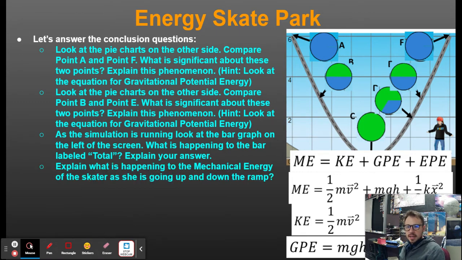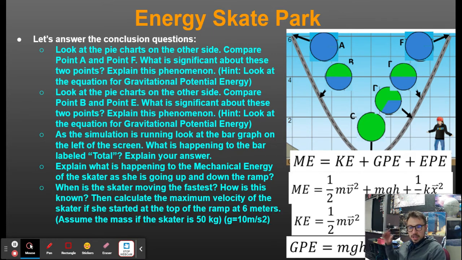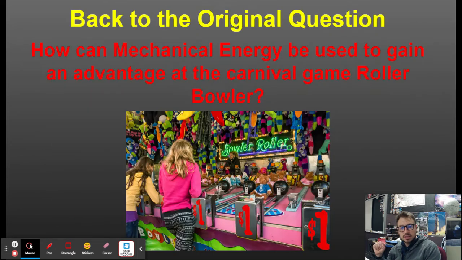So what's happening to the mechanical energy of the skater as she's going up and down the ramp? As she's going down, that gravitational potential energy is being converted into kinetic energy. And as she's moving up, that kinetic energy is being transformed into gravitational potential energy. Now, when is the skater moving the fastest? She's going to be moving the fastest when she has the most kinetic energy. That would be down at the bottom, point C, because all that gravitational potential energy was converted into kinetic energy. That's where all the mechanical energy is.